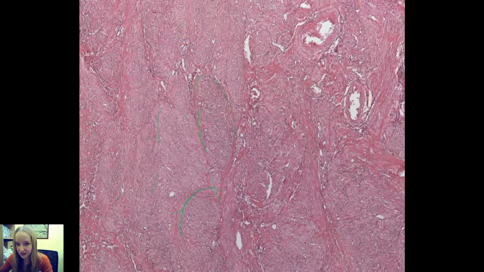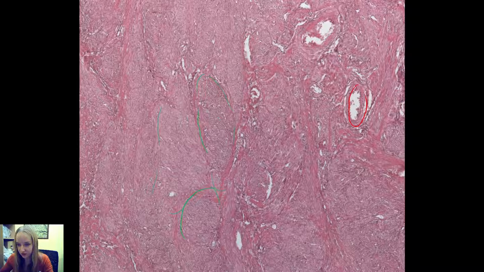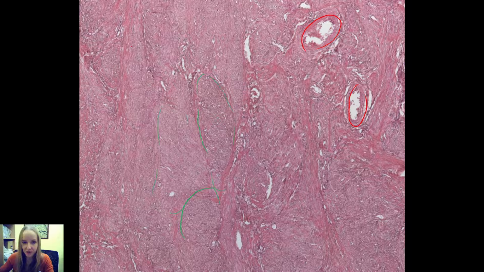And we can see these are the vessels over here which are penetrating into the muscle tissue. So everything here is the muscle tissue. These are some septae made of connective tissue between the muscle tissue, like here. But these are the bundles of smooth muscle cells.